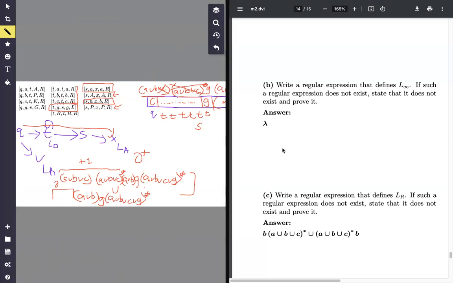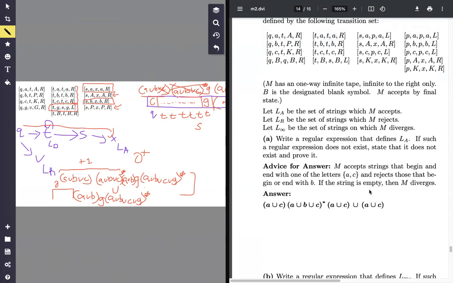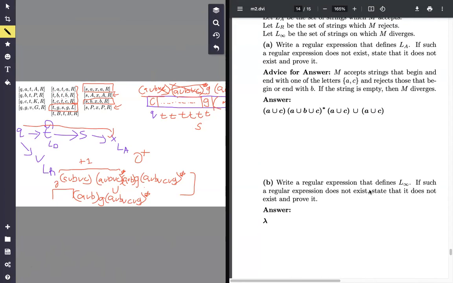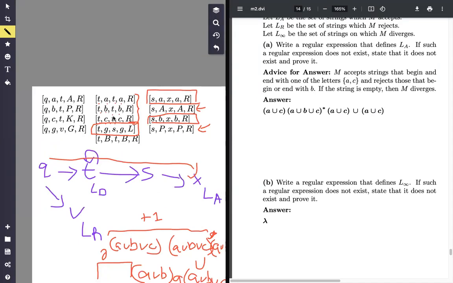Let's continue with this problem. So I basically got up to writing L accepts. And now let's move on to L diverge. And so if we remember what constitutes diverging, basically anything that looks like this transition.